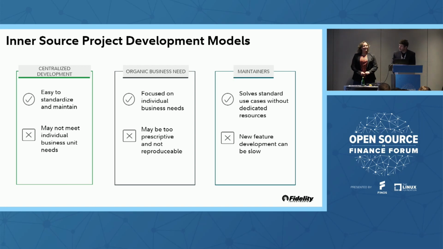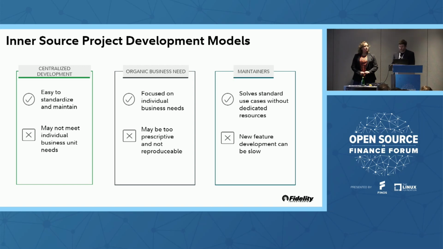Our second one in the middle there is the organic business need. These are solutions developed by the individual business units for use within their business unit. These are much closer to the actual problem, so it's much easier for them to make trade-offs between saying we want this amount of standardization versus this amount of specification on exactly what they're doing.